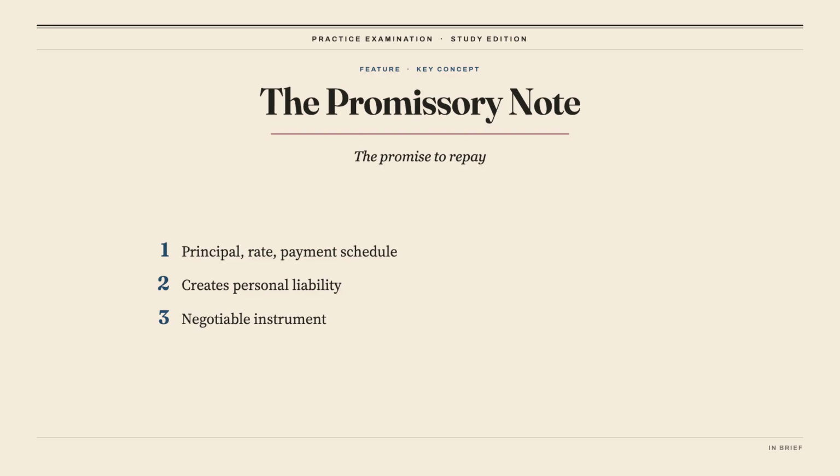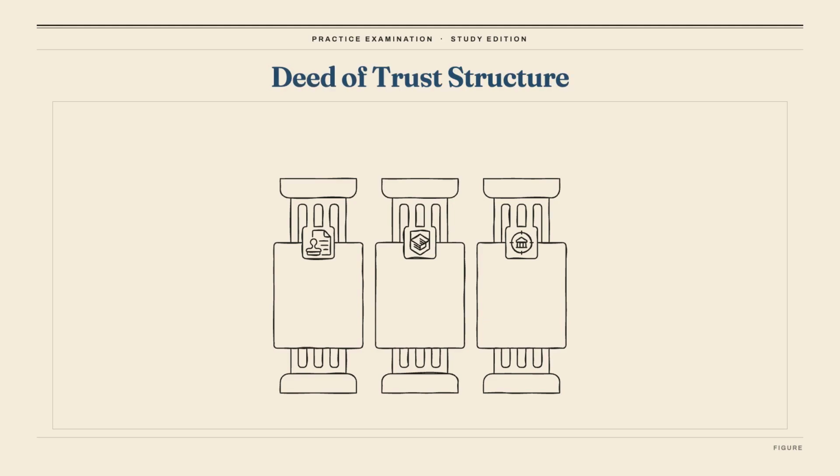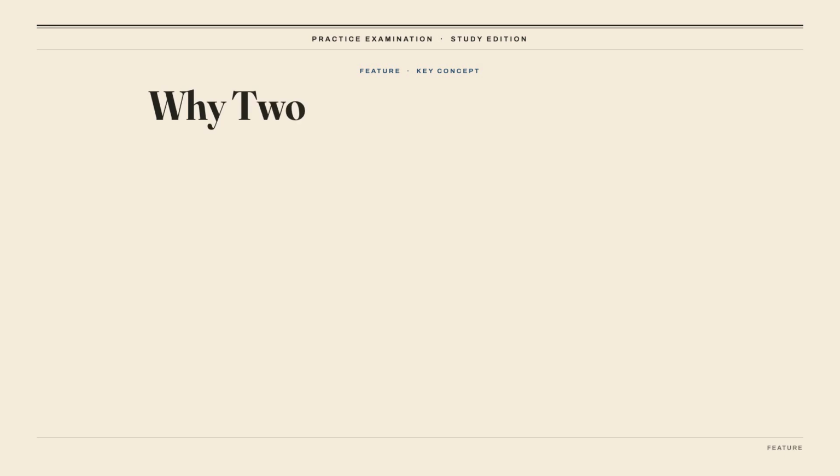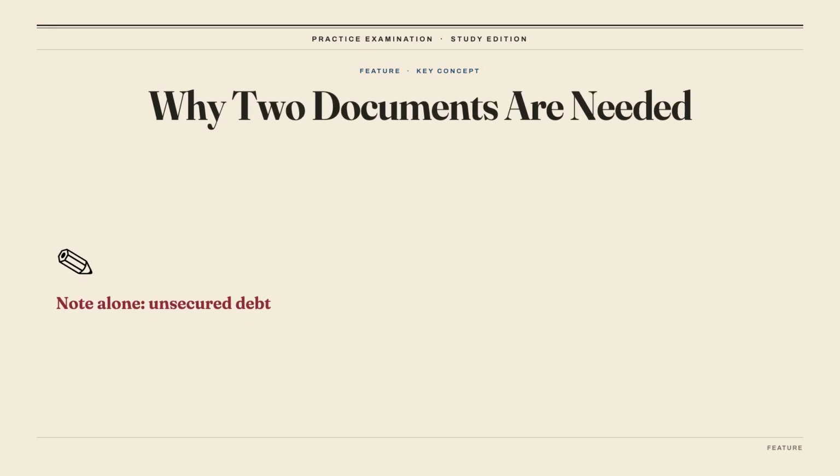Because it's a negotiable instrument, the lender can sell it, which is why payments end up going to a servicer the borrower never met. The security instrument is the pledge, and in Missouri, it's usually a deed of trust, not a mortgage. It involves three parties. The borrower as grantor conveys title to a trustee, who holds it for the lender's benefit until the debt is paid.